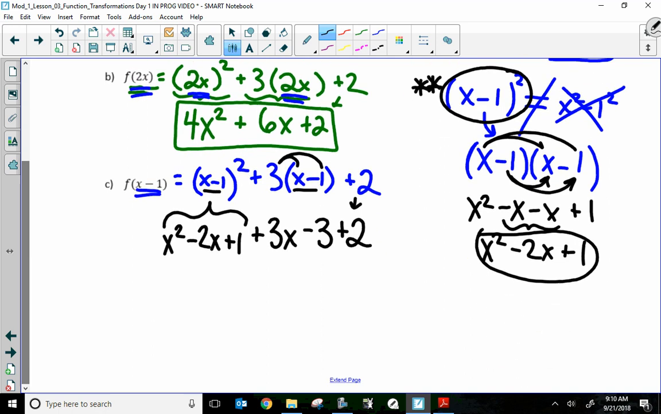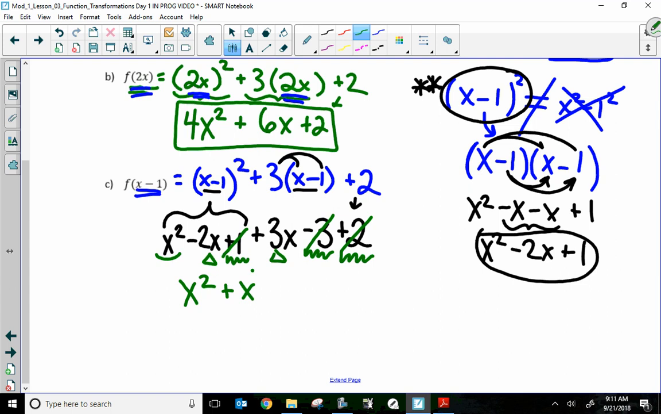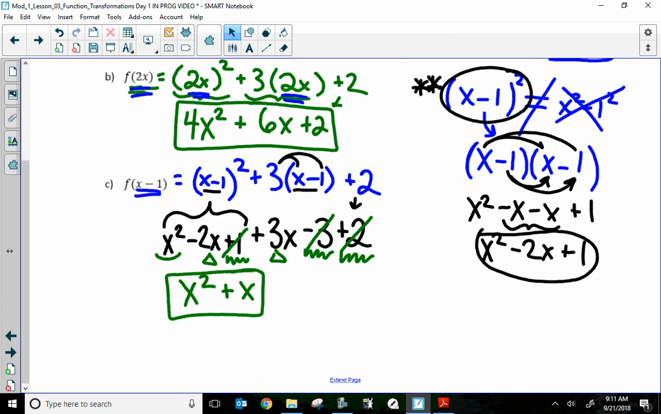Now all you're doing is combining like terms. This is not crazy. So what do we have? We have one x squared term. I have negative 2x plus 3x, so that's going to be a plus 1x. If I have 1 plus 2, that gives me 3. But now I have to subtract 3, so they will cancel out. That's your answer right there.